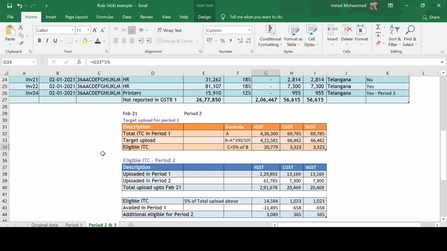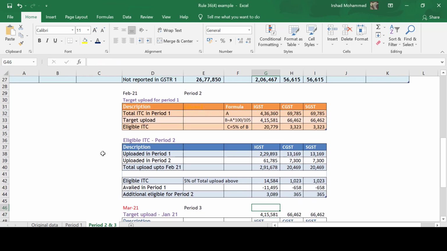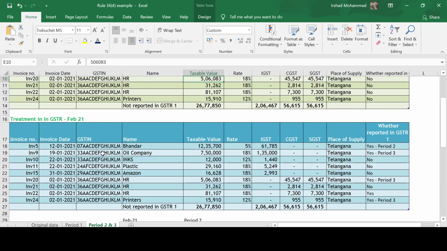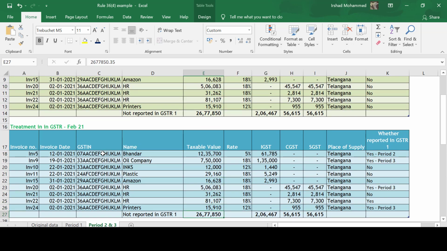You can see in the row 34, see this IGST column, the eligible ITC is 20,779 if the upload is 4,15,581. So having arrived at target upload value, we should now proceed to compute the eligible credit. So our first step in this direction is to ascertain how many invoices have been uploaded in period 2. So again we have to repeat the exercise which we have done in period 1.